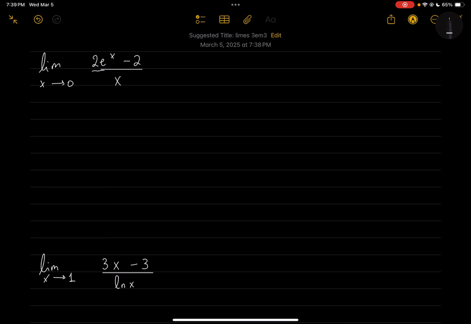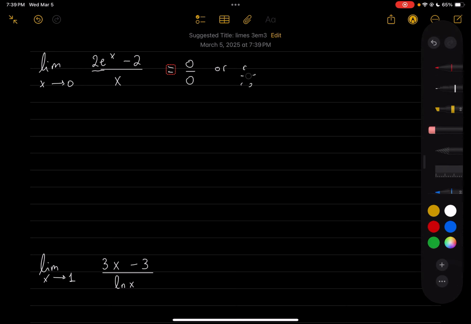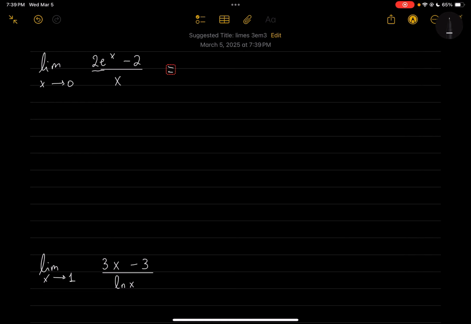Now, the thing about L'Hopital's rule is that you're not allowed to use it unless the answer for the limit is 0 over 0 or infinity over infinity. So in any exam, if you didn't mention that the answer of this limit is 0 over 0 or infinity over infinity, you're going to lose a mark. So we don't want that, obviously.